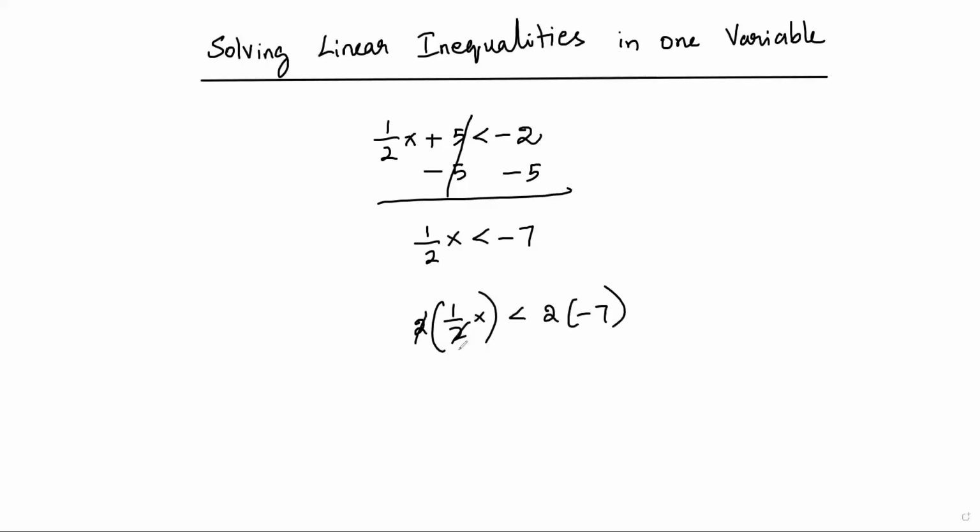So this 2 will cancel out. I just get x on the left side. 2 times negative 7 is going to be negative 14. So the value of x is less than negative 14. That is, x can take any value which is less than negative 14.